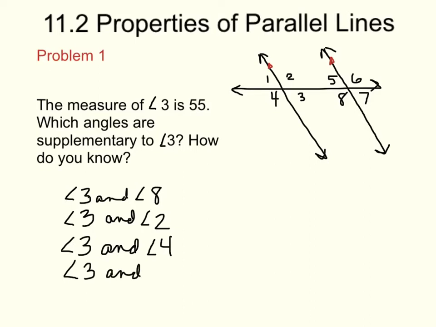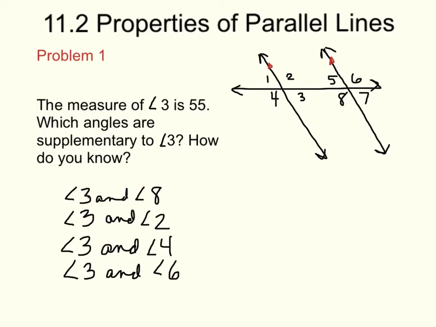Angle 3 and angle 6 would also be supplementary, and here's why. You will notice that angle 3 and angle 8 are supplementary because they're same side interior angles. What do you know about angle 6 and angle 8? Angle 6 and angle 8 are vertical angles, so they're congruent. So therefore we know that 3 and 6 would also add up to 180, so they would also be supplementary. So all of these angles, 8, 2, 4, and 6, are all supplementary to angle 3.